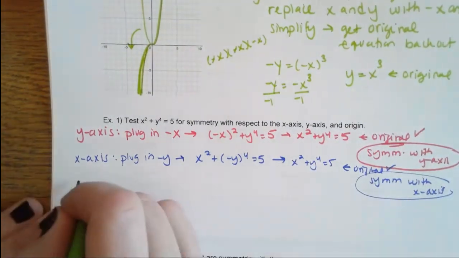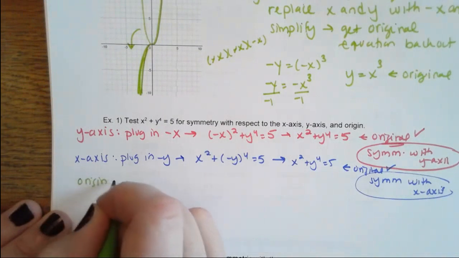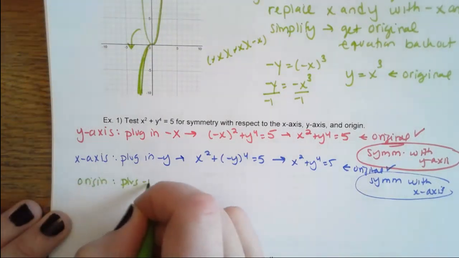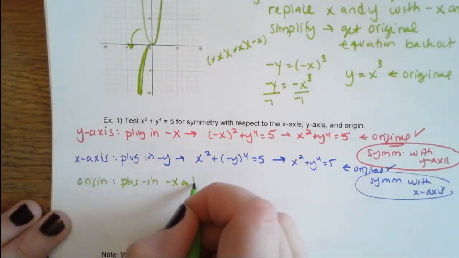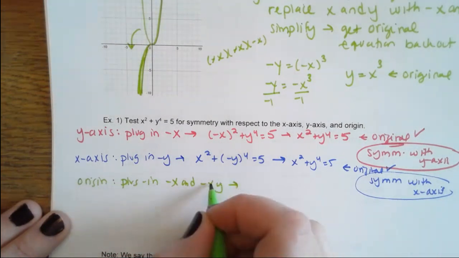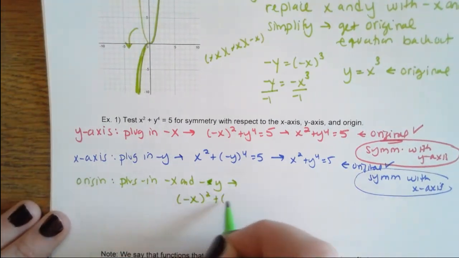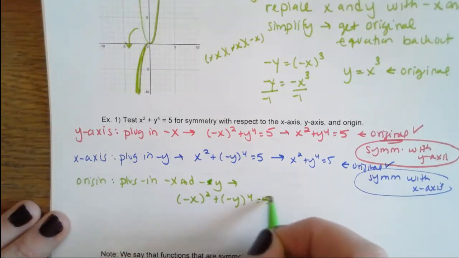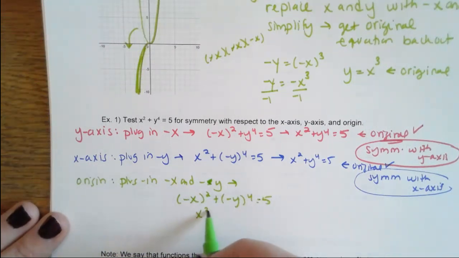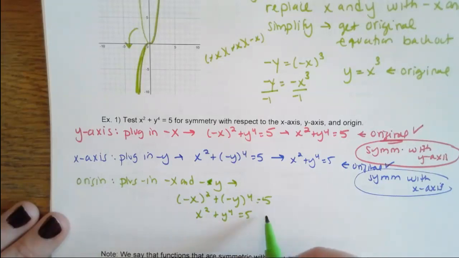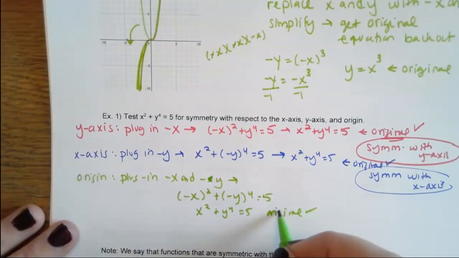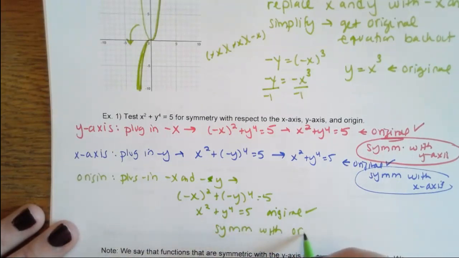And then I test for the origin. In that case, we're going to plug in negative x and negative y. And I'm going to get negative x squared plus negative y to the 4th. Now we've already seen that this becomes x squared and this becomes y to the 4th. So again, we get the original equation back out. So I do have symmetry with respect to the origin as well.